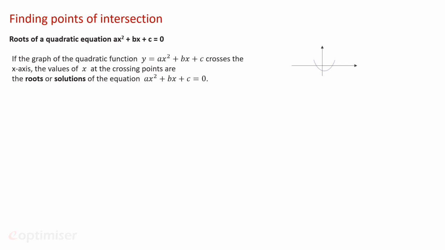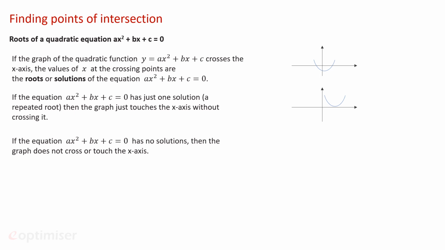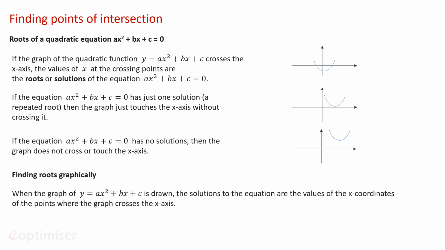If you draw the graph and it comes like this, that means there are two roots. It's cutting the x-axis at 2 points. If the graph touches the x-axis, then you will get one root. If it doesn't touch, then there are no roots. There is no solution for this quadratic equation. So to find the roots graphically, you have to draw it, then you can find where it touches the x-axis.